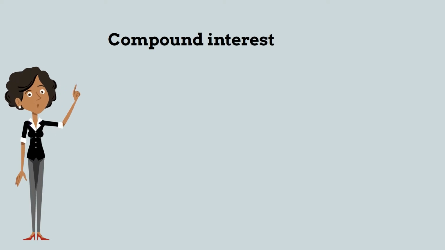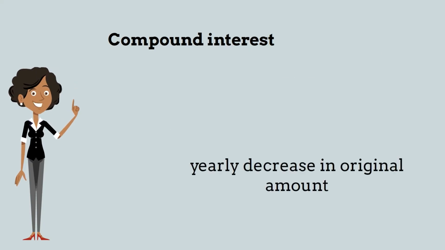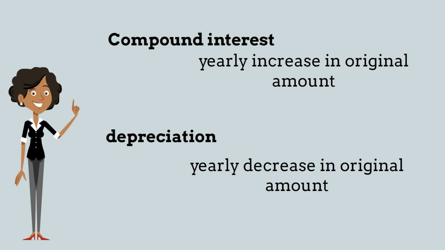Depreciation is the opposite of compound interest. In both, there is a change in the original amount, whereas the original amount increases each year in compound interest. In depreciation, it decreases each year.